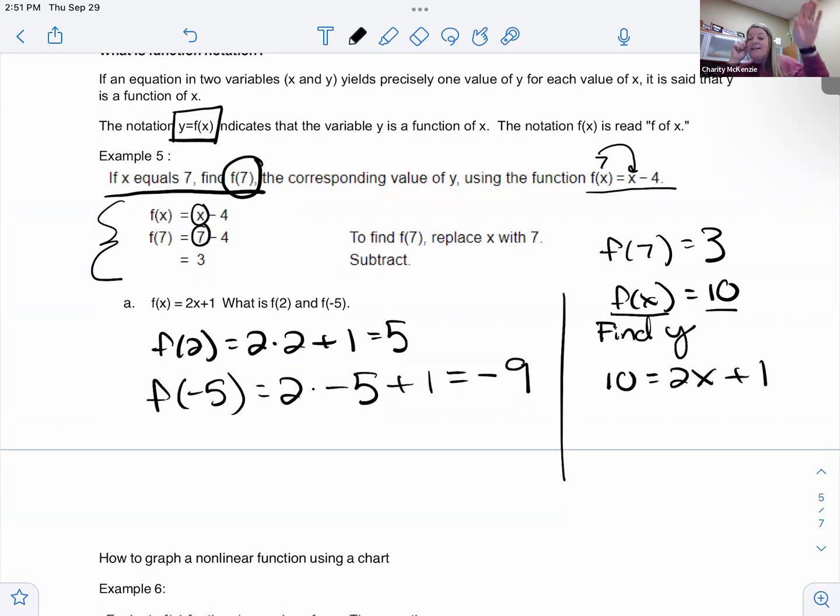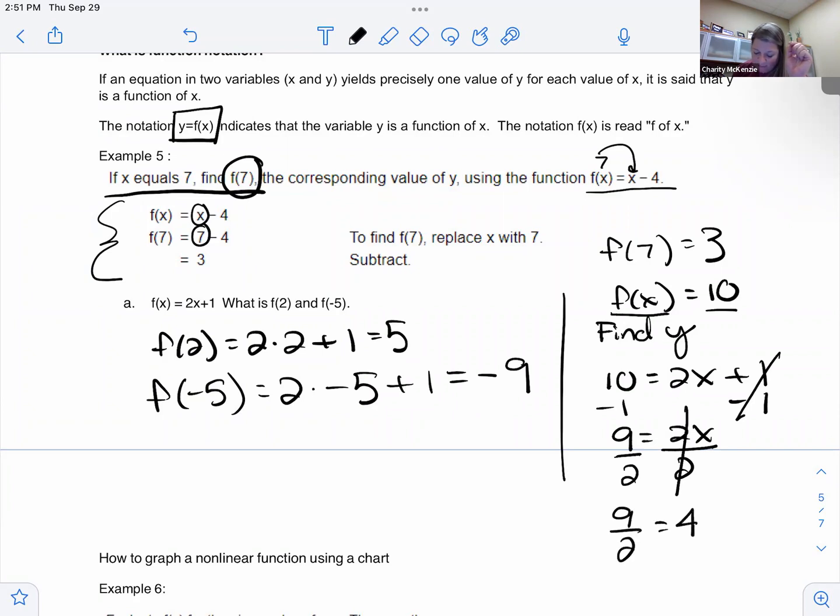So I'm putting that 10 in for the function x. Now I could minus the 1 and I would get 9. Oops, I didn't do it right in my head. That's okay. Here we go. We're going to get a fraction answer. That's okay. So divide by 2, and I get 9/2, which is the same as 4.5. So that's what our x value is when y is 10.